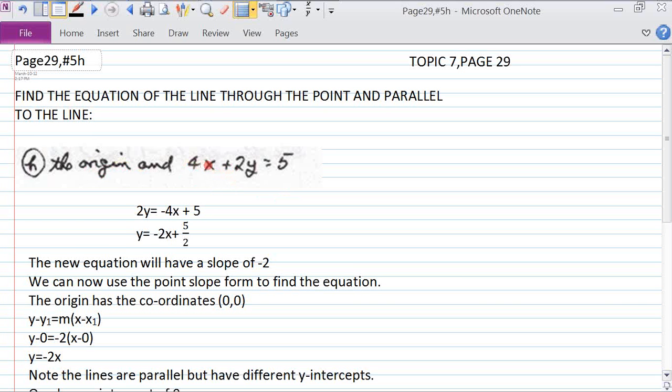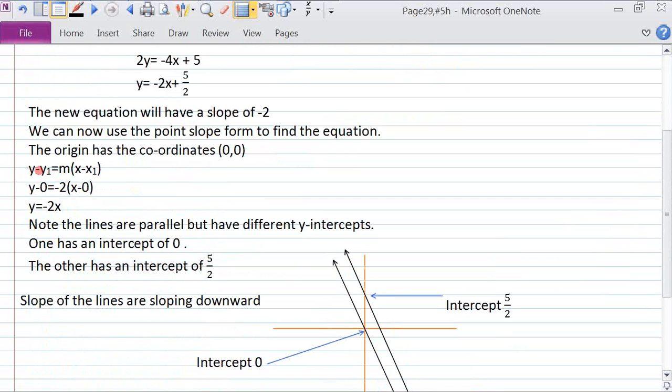So I'm going to transpose the 4x from the right to the left. It becomes minus 4x. Everything else stays the same. Divide this by 2, I get y. Divide this by 2, I get minus 2x plus 5 over 2. So the slope of this line is the coefficient of x, and then it has to go through the point 0, 0. Find the equation of the line through the point, and the point is the origin, and parallel to this line. So we now know the slope and we know the point. So we can just put it into the point slope form. Both the y1 and the x1 are 0 because that's the origin. Minus 2 is the slope, and we get y equals minus 2x.